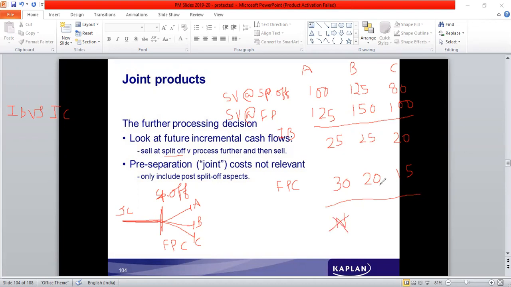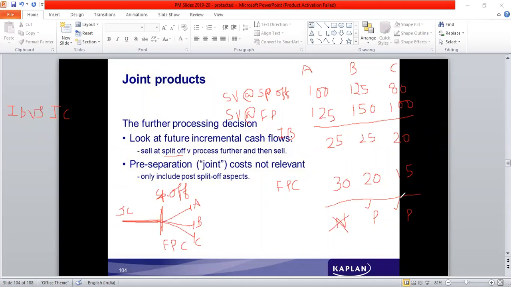But incremental cost is 20, benefit is 25. So additional 5 is their benefit. So process it. The incremental cost is 15, benefit is 20. So additional 5 is their benefit. So this also has to be processed further. So that is how the decisions are taken.